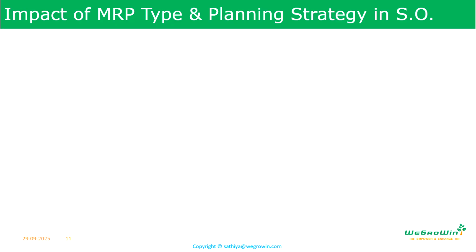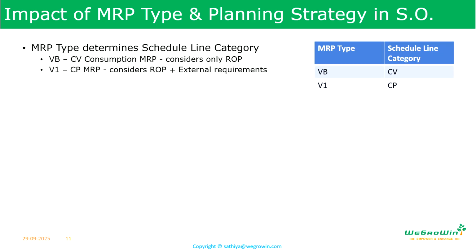Next, we will discuss how the sales order parameters are determined for the MRP type and planning strategy combination defined in the material master. First, we see the combination of MRP type and schedule line category. For MRP type VB, schedule line category is CV, and for MRP type V1, it is CP. CV is consumption MRP and it considers only ROP. CP is MRP and it considers ROP plus external requirements.